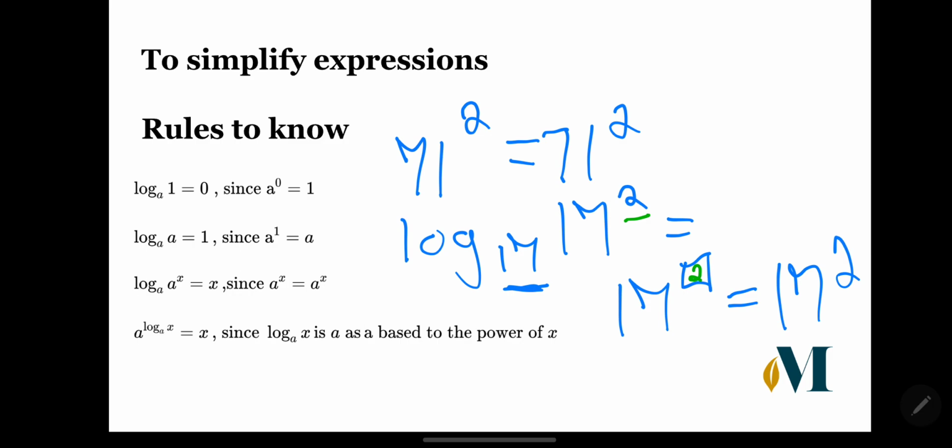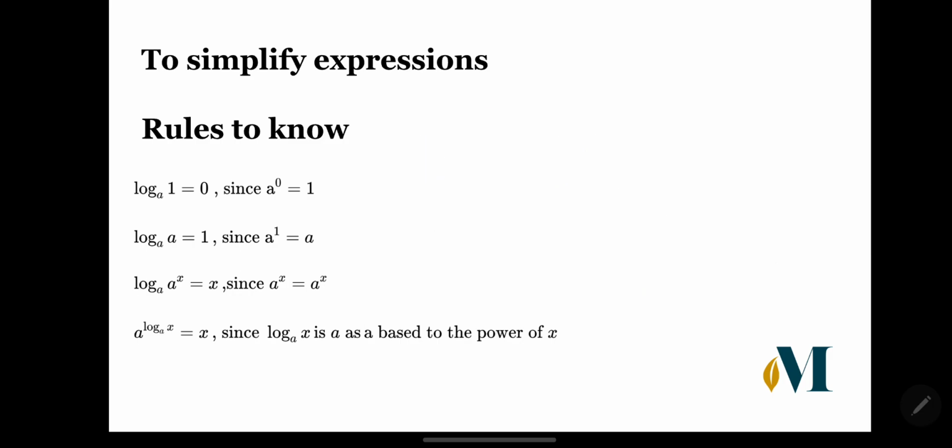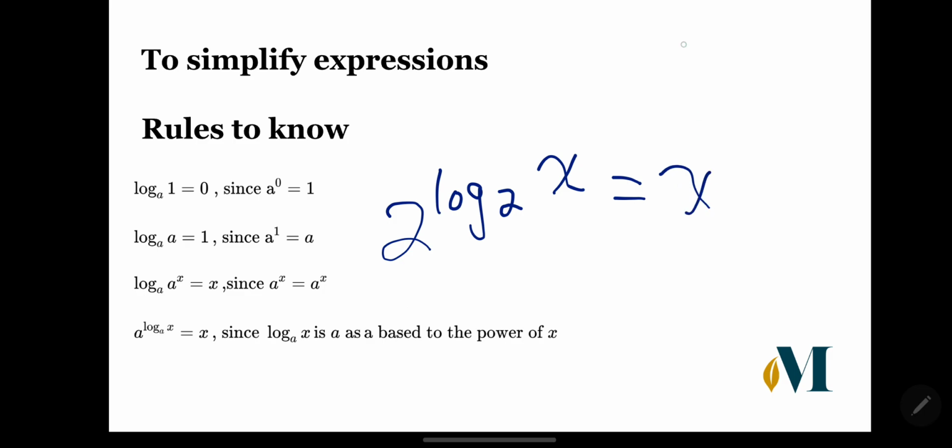All right, this last one here. We have a raised to the power of log base a of x. I want to call it an inverse property. Because these a's cancel out each other, I don't want to use a on this. Let's say I have 2 to the power of log base 2 of x, and this always equals x. Because look, these 2's cancel out one another, which just leaves us with x.